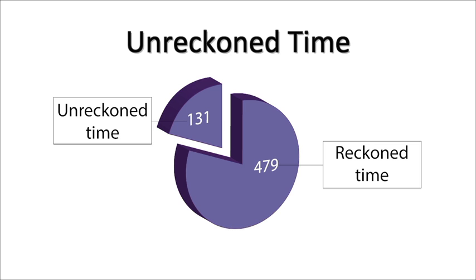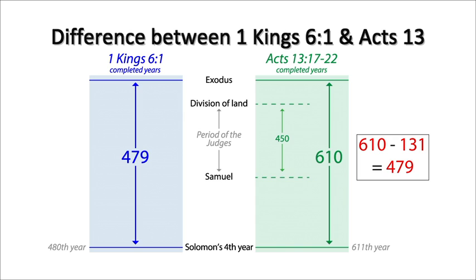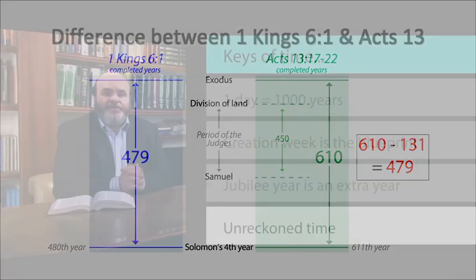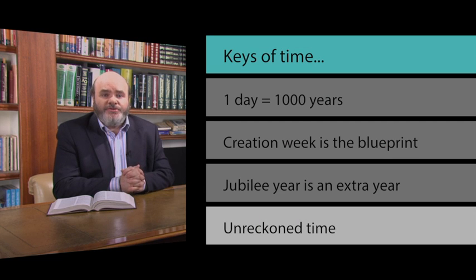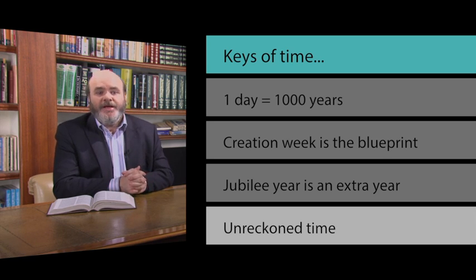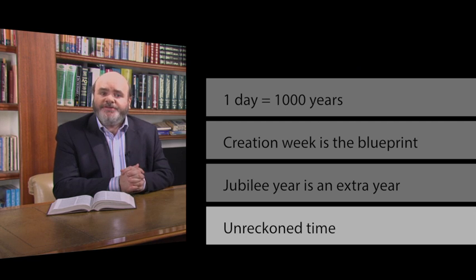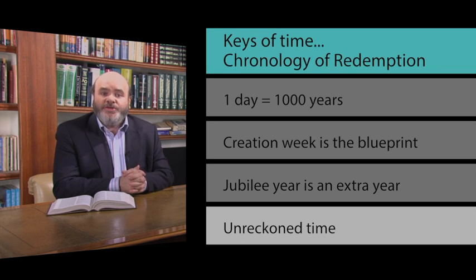The only alternative to this solution is to force the periods in Judges and Acts 13:20, which add up to 610 years, to fit into the 479 years of 1 Kings 6:1. This involves torturing the scriptures. On the other hand, when the key of redemption chronology with its unreckoned times is accepted, there is a perfect harmony of all the stated times. Again, this requires the existence of a separate redemption chronology in which the years out of fellowship are not counted.